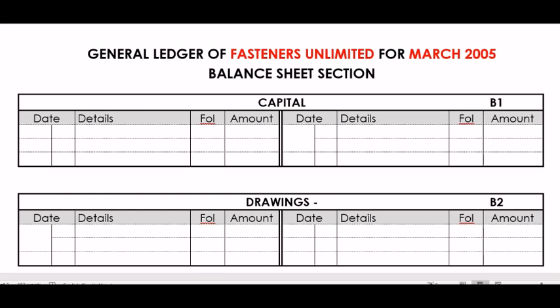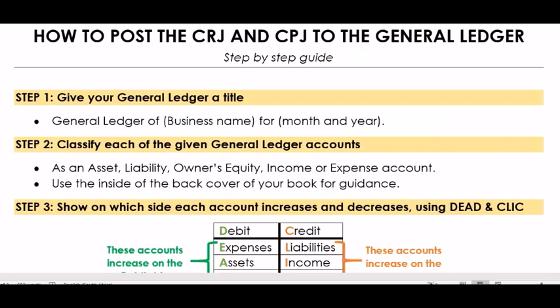Now, to help you, I have created a document. It's also in Google Classroom, and it's called a step-by-step guide to post the CRJ and the CPJ to the general ledger. The document looks like this. Okay, so I'm going to go through this document and post the general ledger using this guideline.